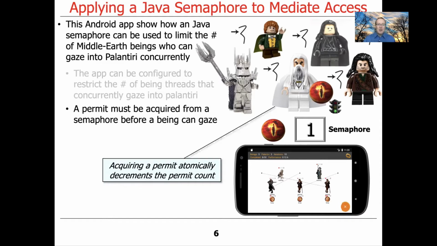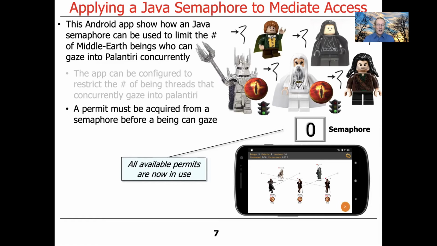Remember that a permit has to be acquired from the semaphore before the being can gaze. And remember, when you go to acquire the semaphore, it'll try to decrement the count by 1. If it's able to do that and the count remains greater than 0, then away you go and you can go off and gaze. But if you decrement by 1 and the value is 0, then you have to wait.